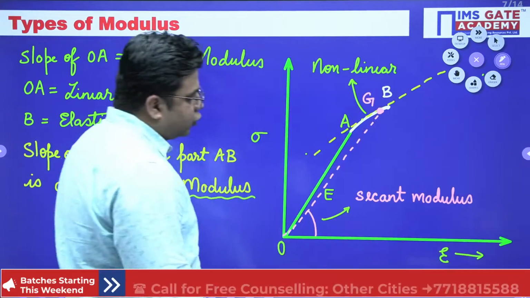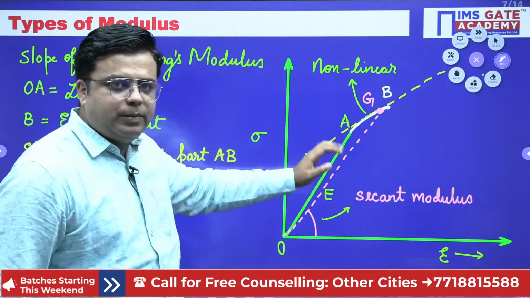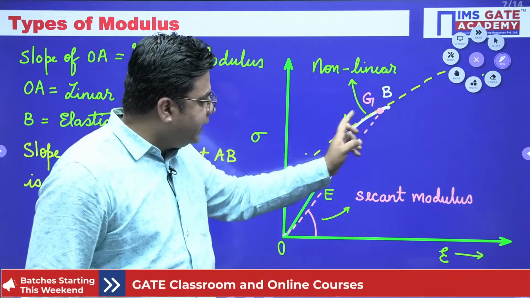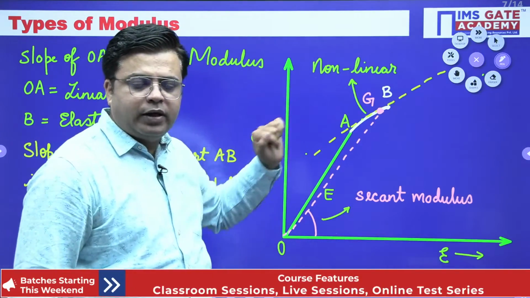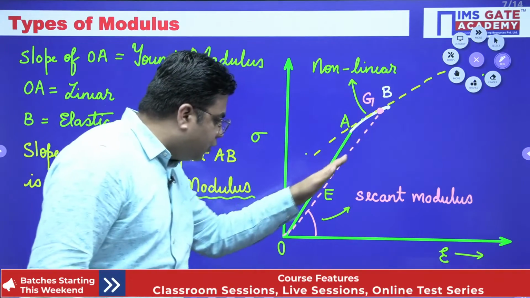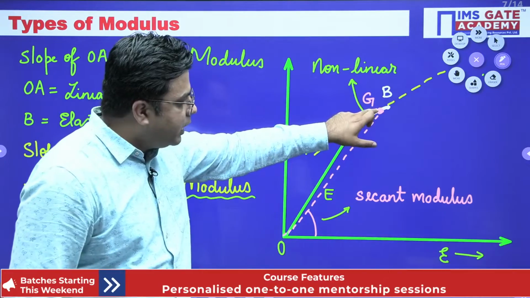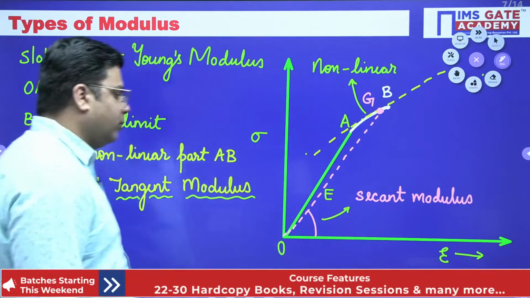Right? So if you look into the linear part, your Young's modulus and secant modulus will be same because this is a straight line. But when you look into the part AB, your secant modulus and tangent modulus will be different. So what is a secant modulus? Secant modulus is the slope of the line joining the point on the non-linear part with the origin. And this is termed as the secant modulus.